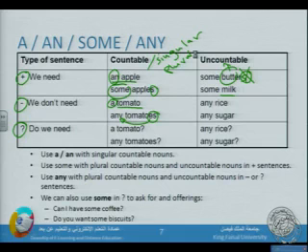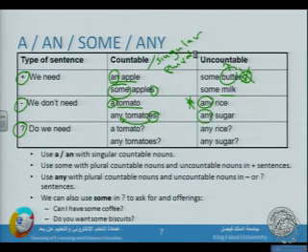We don't need any rice. You can't say "we don't need a rice". That is wrong, because rice is uncountable, we can't count it. Uncountable nouns do not take any of the definite or indefinite articles.